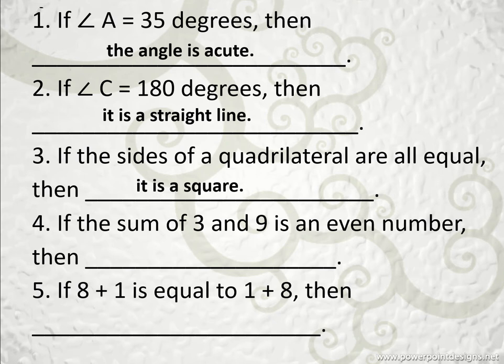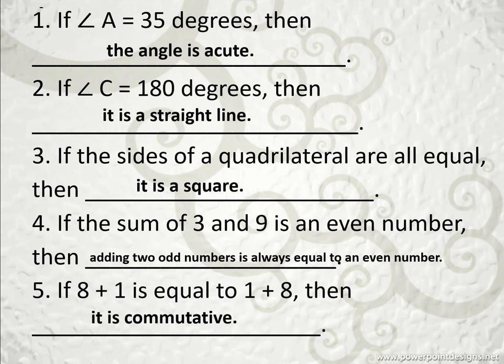Number 4, if the sum of 3 and 9 is an even number, then adding two odd numbers is always equal to an even number. So that will be the answer. And last, number 5, if 8 plus 1 is equal to 1 plus 8, then it is called commutative. Okay? So, pwede natin i-apply sa geometry ang logical reasoning.